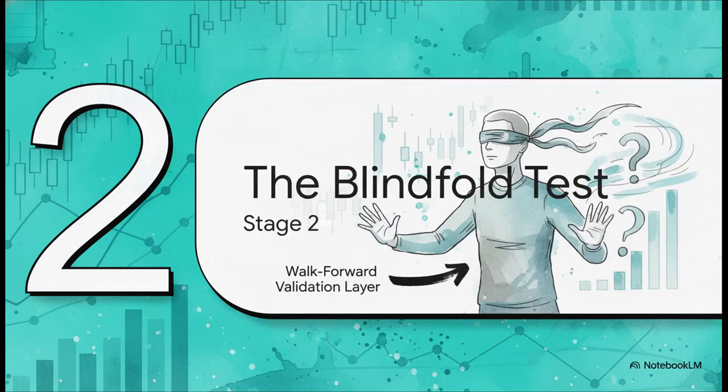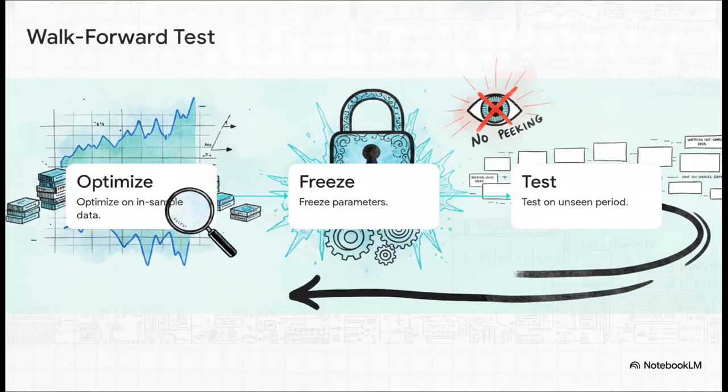Now, assuming an algorithm actually survives that, it enters stage 2, the blindfold test. Here's how algorithms are forced to trade completely blind into the future. First, you optimize the strategy parameters on a block of historical in-sample data. Second, and this is absolutely crucial, you freeze those parameters solid. Third, you test it on the immediately following, completely unseen out-of-sample period. The absolute rule here is no peeking allowed, zero look back. This process repeats sequentially across the entire price history because for Apex, out-of-sample data is the only truth in trading.